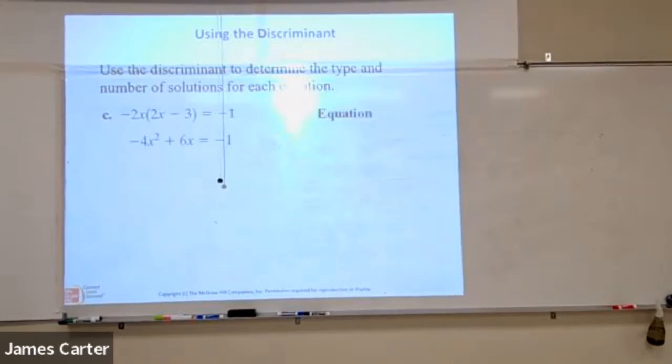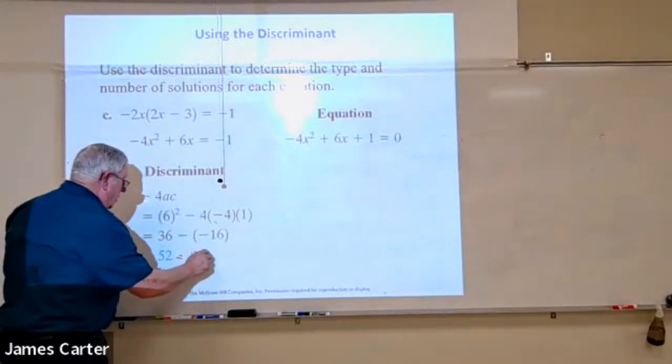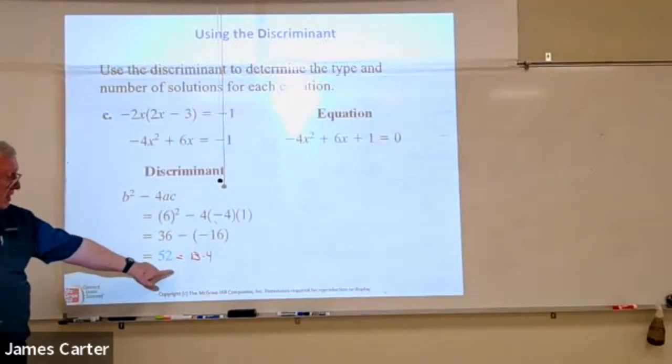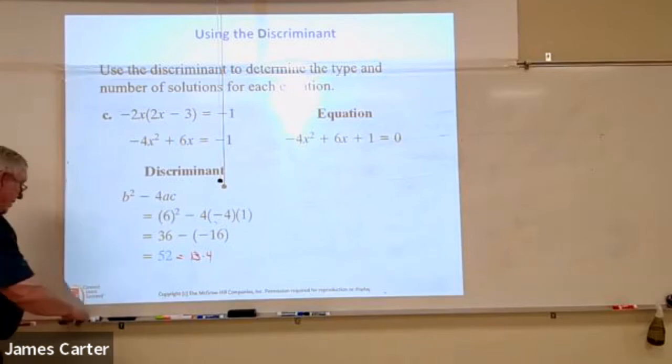Okay, here's another one. There's the equation. Here's the discriminant. Here's the b, here's the a, and here's the c. Multiply them out, we get 52. 52 breaks down into 13 times 4. You all know the 52 card pickup, 13 suits and 4 of each. Card math. Okay?